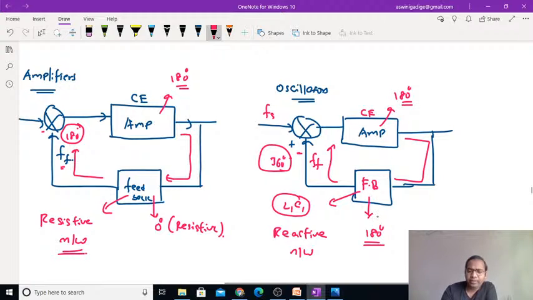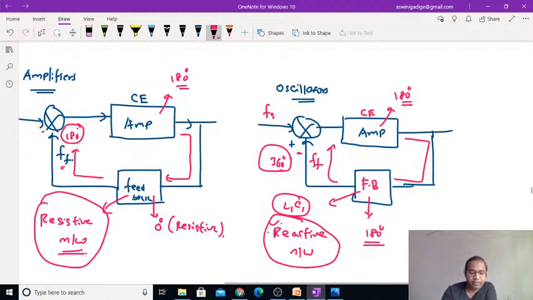So that means in the positive feedback case, we are getting the 180 degrees phase shift through the feedback part. If you want to get the 180 degrees phase shift, then you have to connect the reactive network. Fine. So it is a major difference between the amplifiers and the oscillators. In the amplifiers we are using the resistive network, and in the oscillators we are using the reactive network.